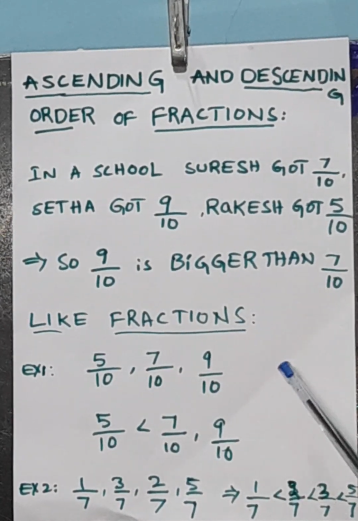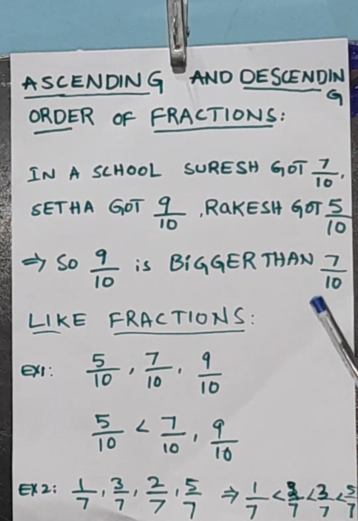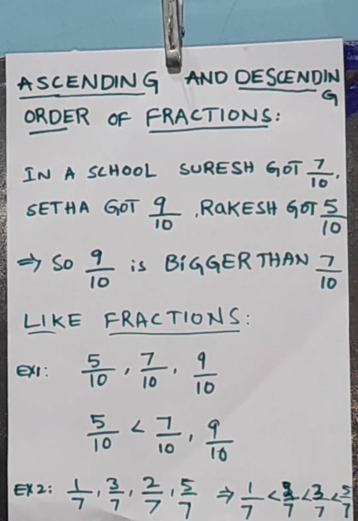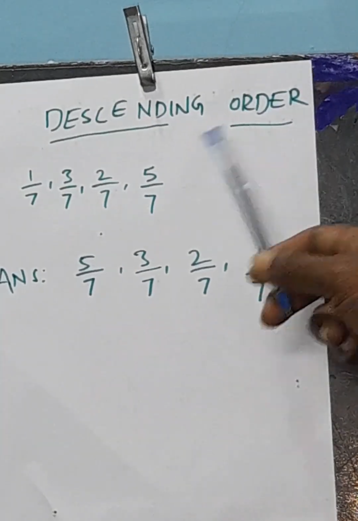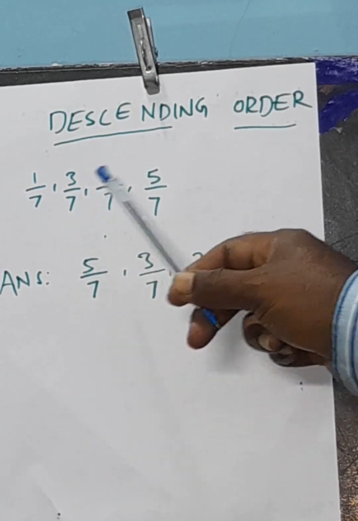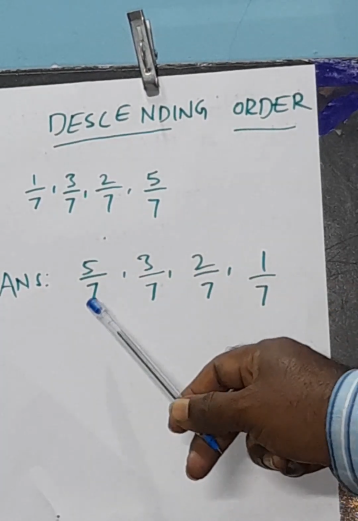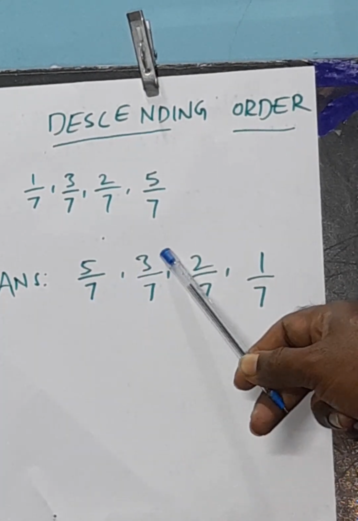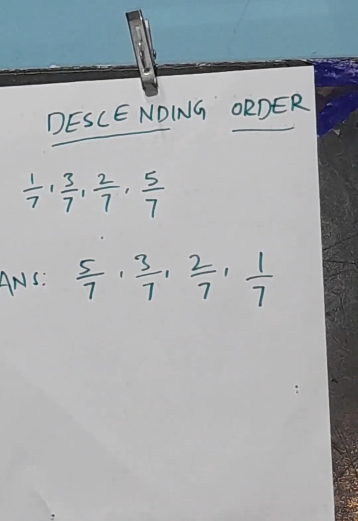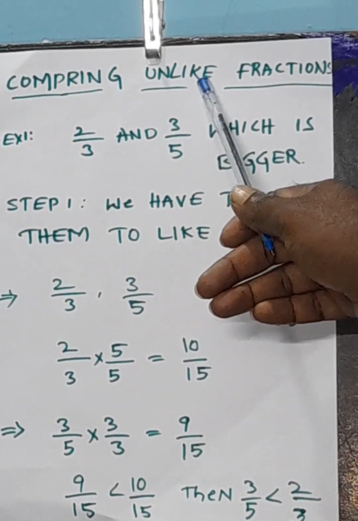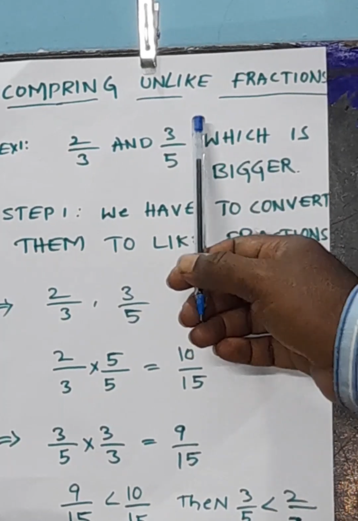So in like fractions, writing the ascending and descending order is very easy. I am writing the same example in descending order. This is the question: 1 by 7, 3 by 7, 2 by 7 and 5 by 7. I am writing this in descending order: 5 by 7, 3 by 7, 2 by 7, 1 by 7. So we have explained the like fractions in ascending and descending order.